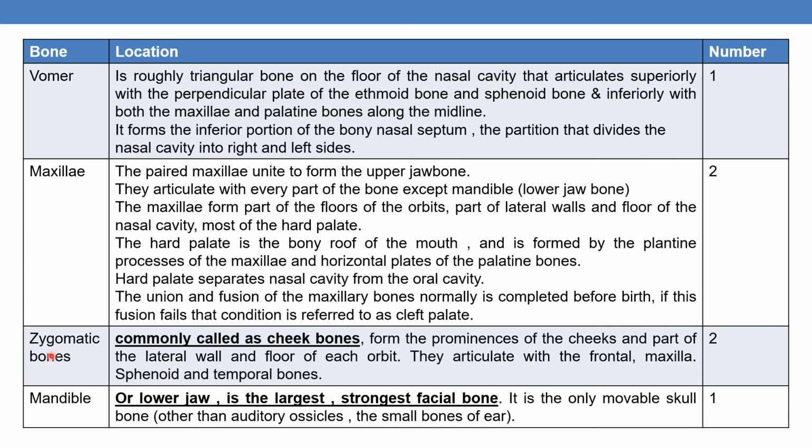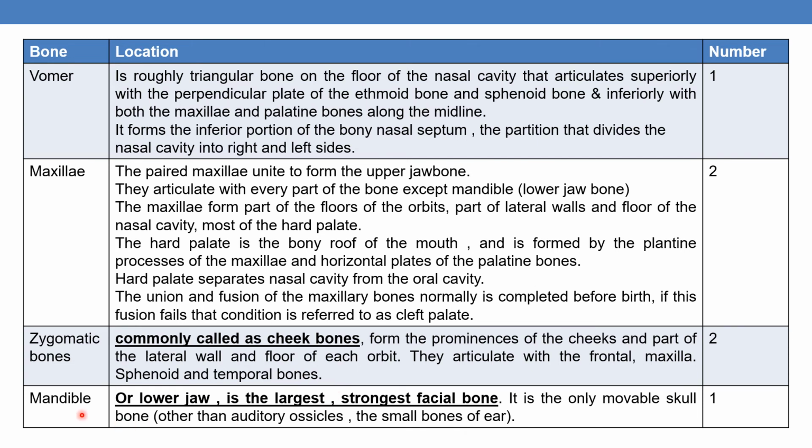The next are zygomatic bones. They are two in number and they are commonly called cheekbones. They form the prominence of the cheek and part of the lateral wall and floor of each orbit. They articulate with frontal, maxilla, sphenoid and temporal bones.